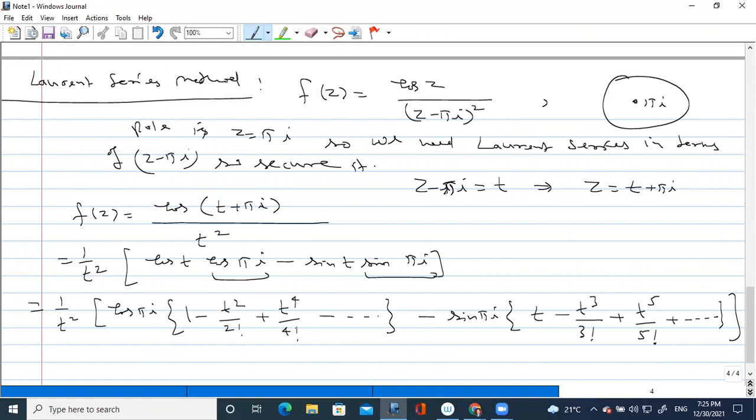Now, because I want the residue, and residue is the coefficient of 1 by t, from where will I get 1 by t? Can anybody tell? From which term will I get 1 by t? Just my main motto is to get the residue. So residue will be b1. That will be from this term, I will get 1 by t. Understood? This t square, when I divide in all the terms, this term will give me 1 by t. And what is the coefficient of 1 by t? Minus sin pi i. So this is the residue.